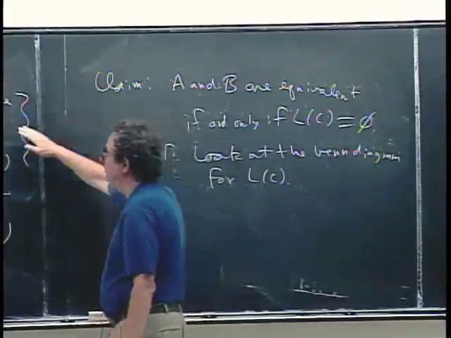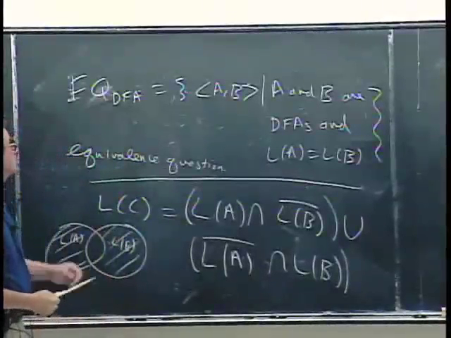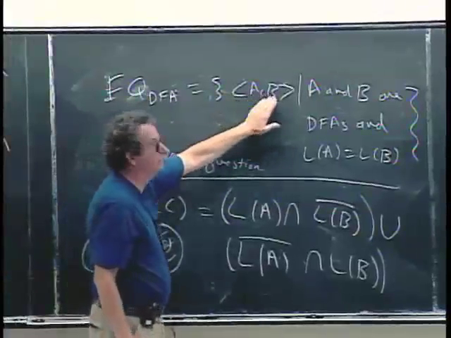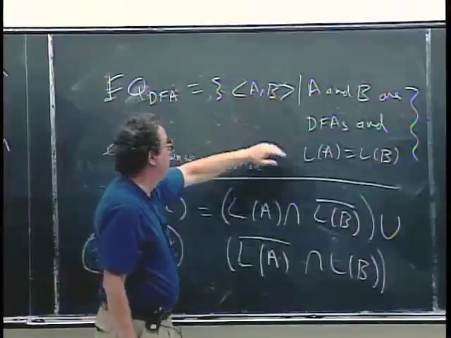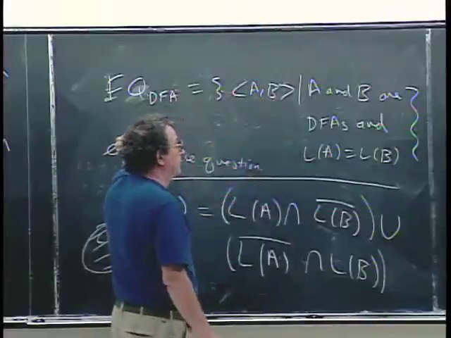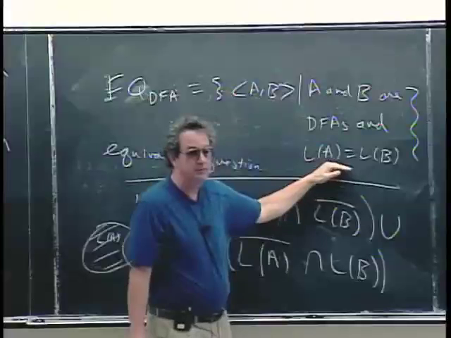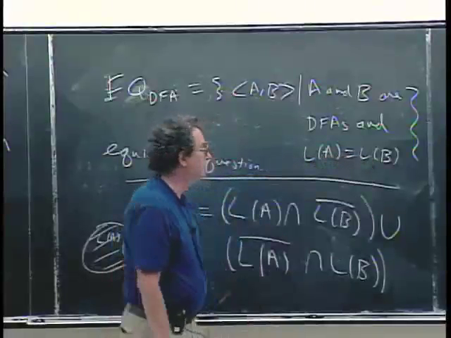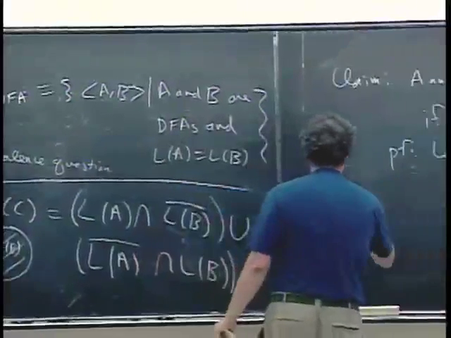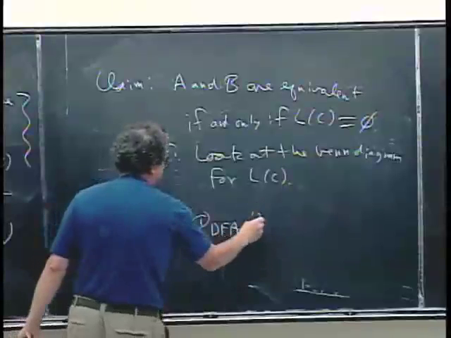So, now back to this question. EQ-DFA, is it decidable? This is a language whose input consists of the description of two DFAs. That particular input, the description of two DFAs, will be accepted if and only if A and B are equivalent, if L(A) is equal to L(B). So the proof, I'll rewrite the theorem: EQ-DFA is decidable.